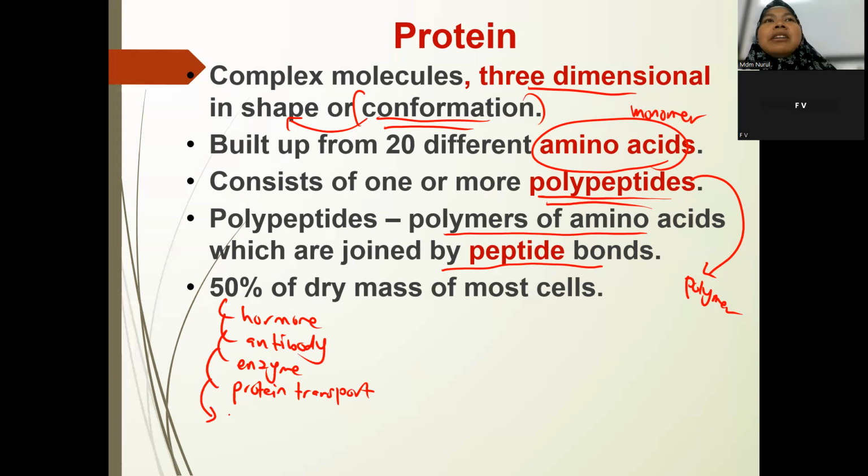Tak dengar. Apa dia? Cakap je lah. DNA bukan protein. Dia polynucleotide. Itu lain. Okay. Right. Lagi apa?